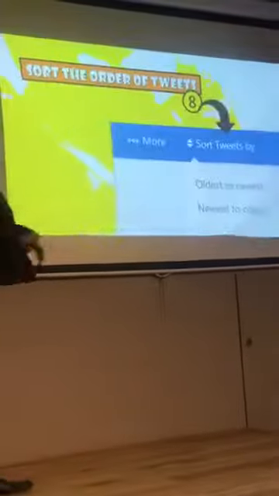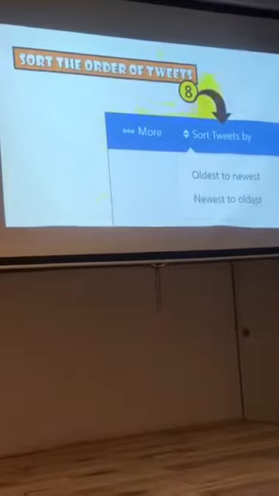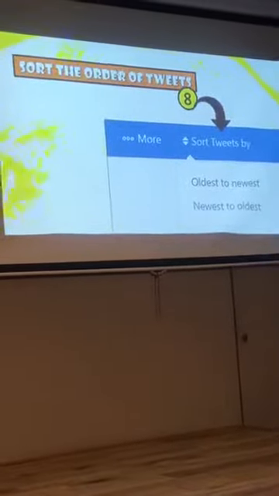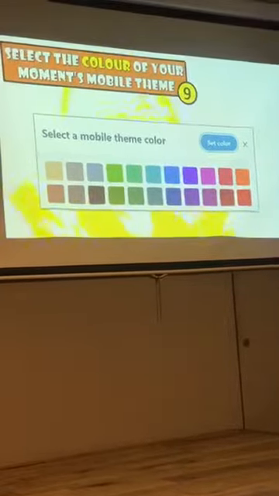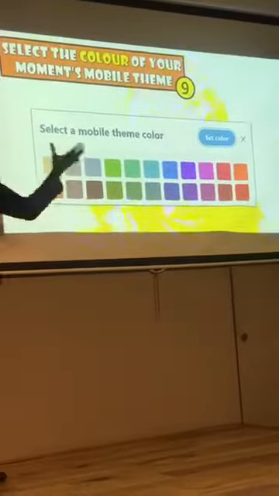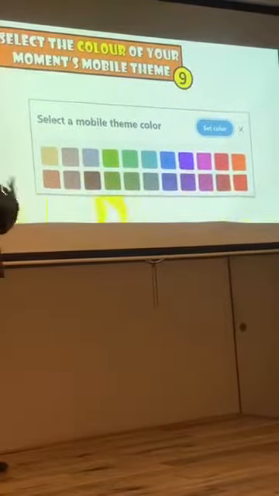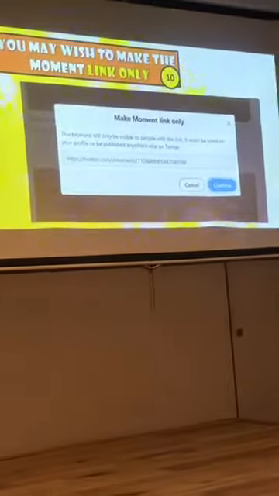So these moments are works in progress, you don't have to publish them. You can sort all the tweets so they appear in chronological order. And when you set one up, it asks you what mobile theme color you have. Because when it displays a moment, it shows it very different to your normal tweets. It really stands out. Color, and you don't have to publish it.